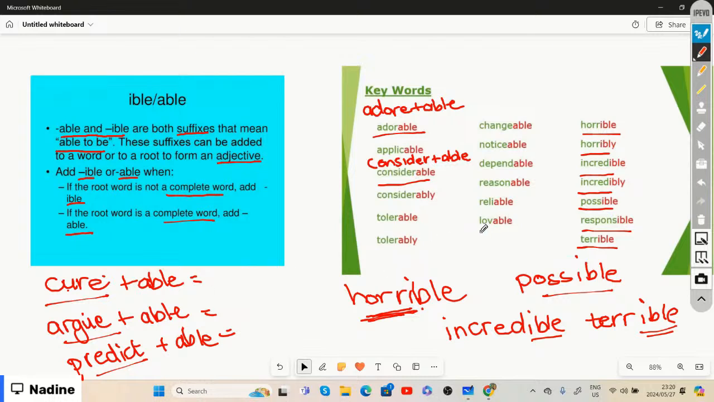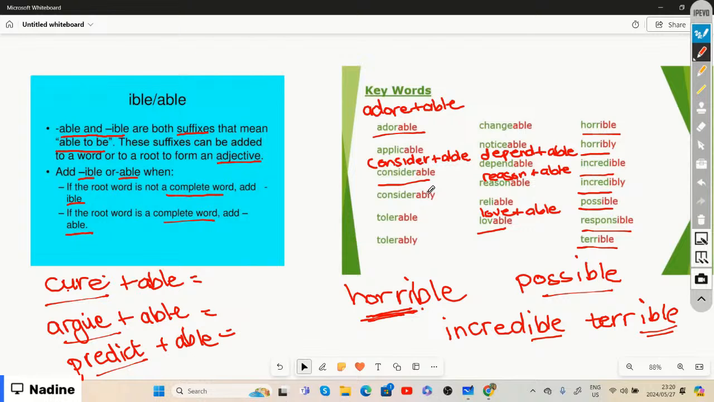There we have love plus able is lovable. Reason plus able, we have reasonable. We can depend on somebody or something. Depend plus able is then dependable.